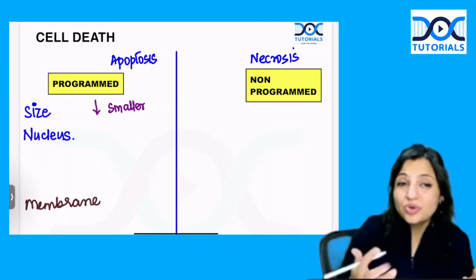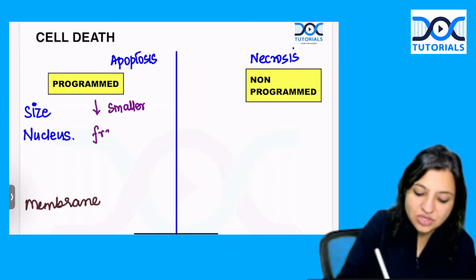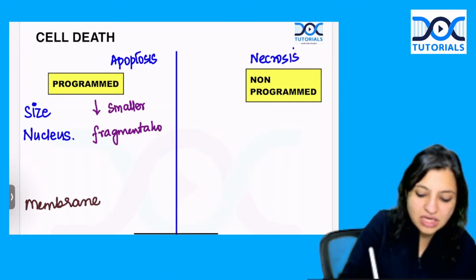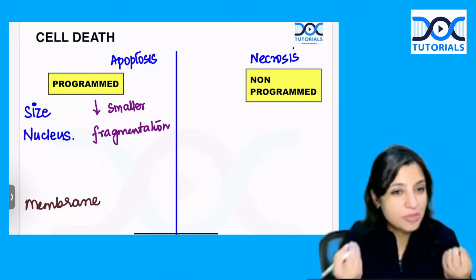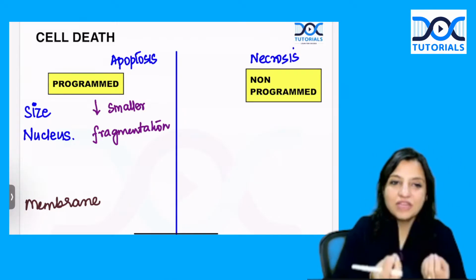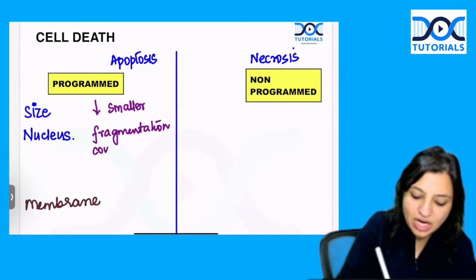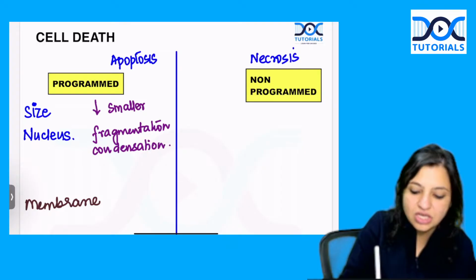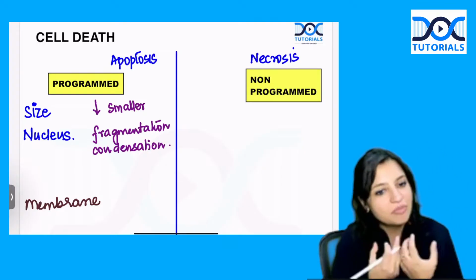Okay, so the nucleus undergoes fragmentation. The chromatin is condensed and the nucleus undergoes fragmentation. So that is very typical. Condensation of the chromatin occurs, and the condensation occurs and it can further fragment.